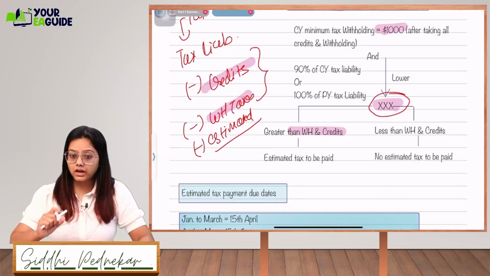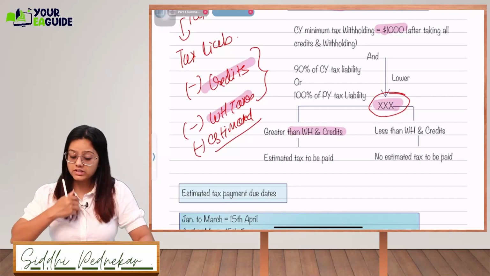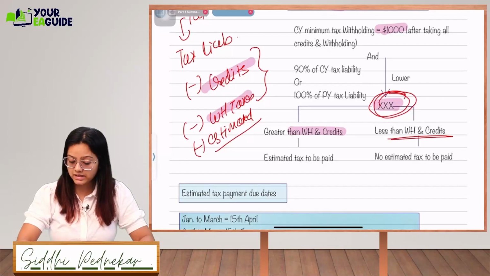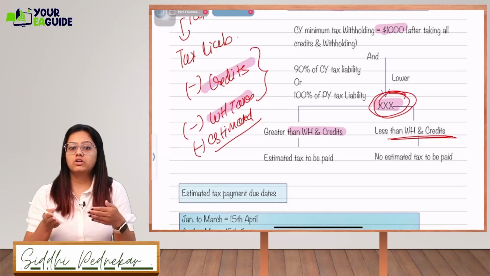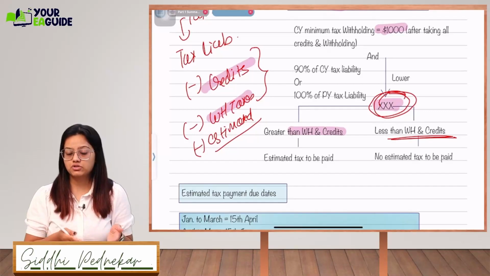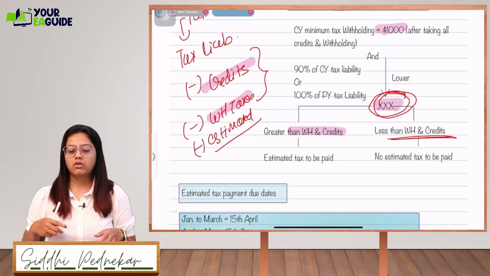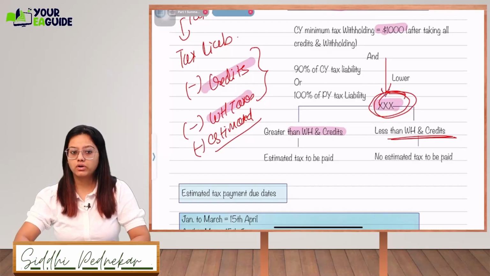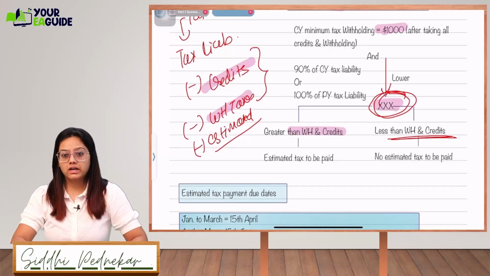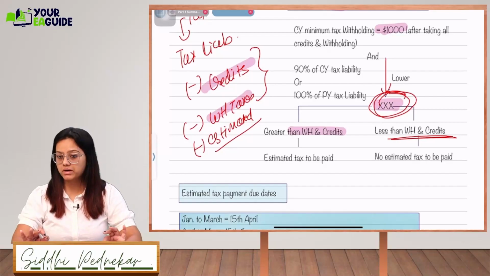Here you are going to check: if it is greater, estimated tax will have to be paid. If this amount is less than the withholding and credits, it is anyway going to offset and reduce your tax liability, so you don't have to pay any estimated taxes if your credits and withholding are on a higher side as compared to the lower of these two. That is, 90% of the current year tax liability or 100% of your previous year tax liability. You have to remember this percentage.